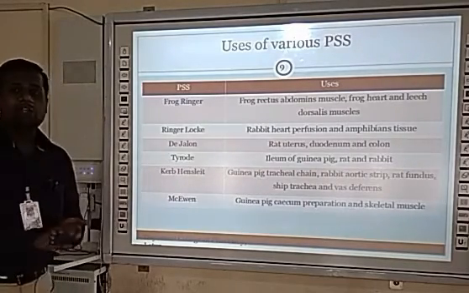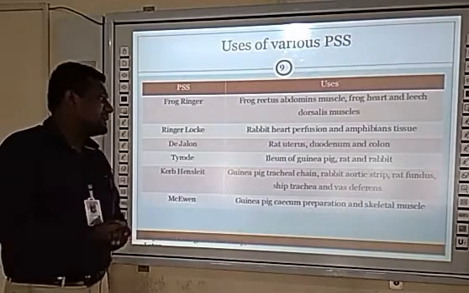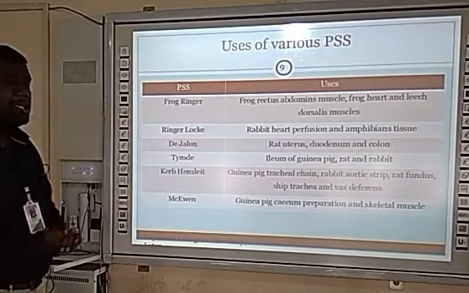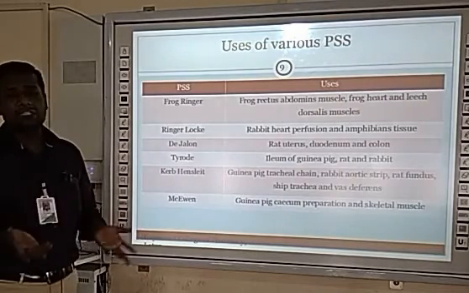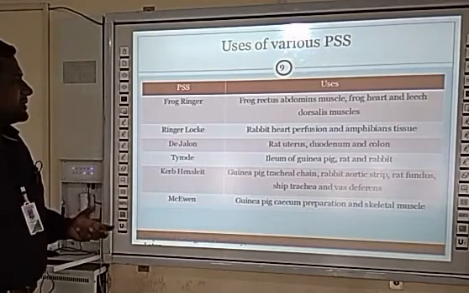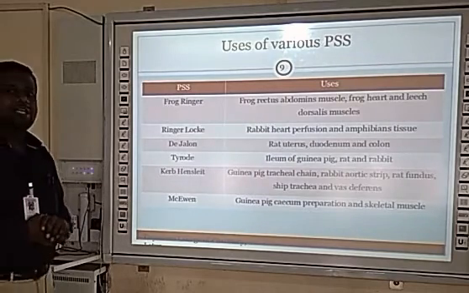Next one is Tyrode solution. Tyrode solution is useful for isolated ileum preparation of guinea pig, then ileum preparation of rabbit, as well as ileum preparation of rat. All those isolated preparations are performed by using Tyrode as a physiological salt solution.